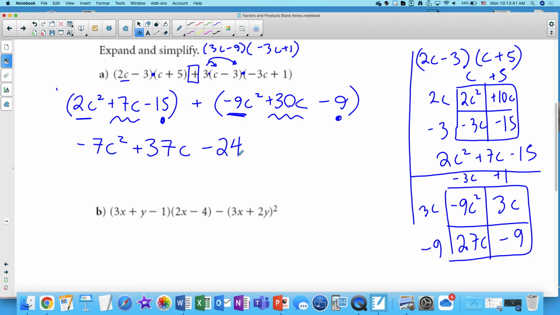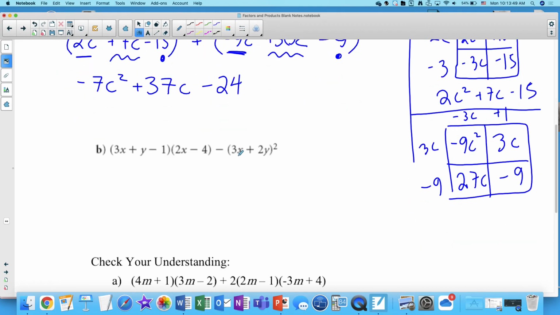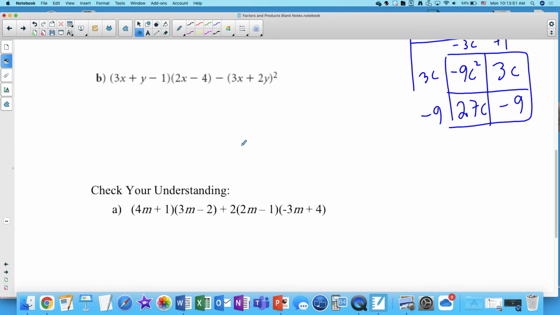So I think we'll do this last one, and then I'm going to get you guys to try a couple yourself, and then we'll finish this off tomorrow. Okay? Again, here we have to think about order of operations.